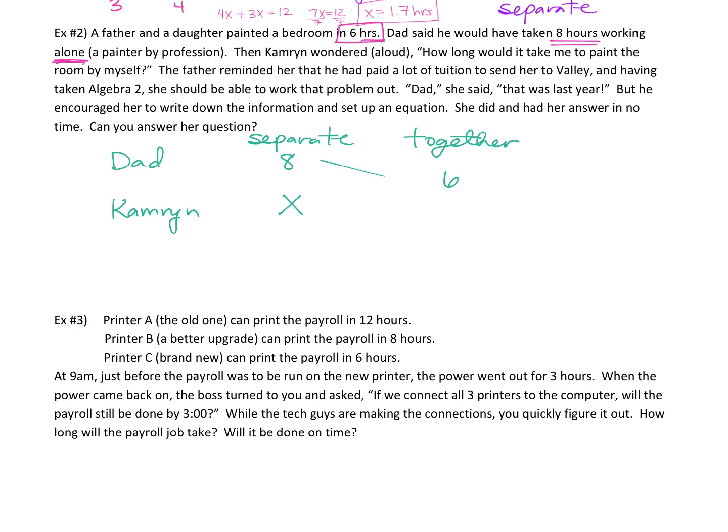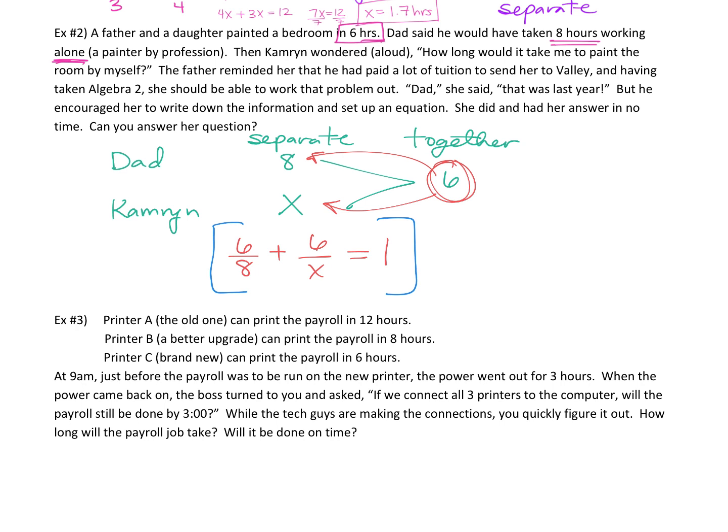So remember the setup. Together over separate and together over separate. So what are your two ratios? 6 over 8, plus 6 over x. Equals what? One complete job. It's always one, you guys. It's always a complete job. So we're trying to solve this for x. What do you do? Don't cross multiply. You cannot cross multiply when there's a plus.